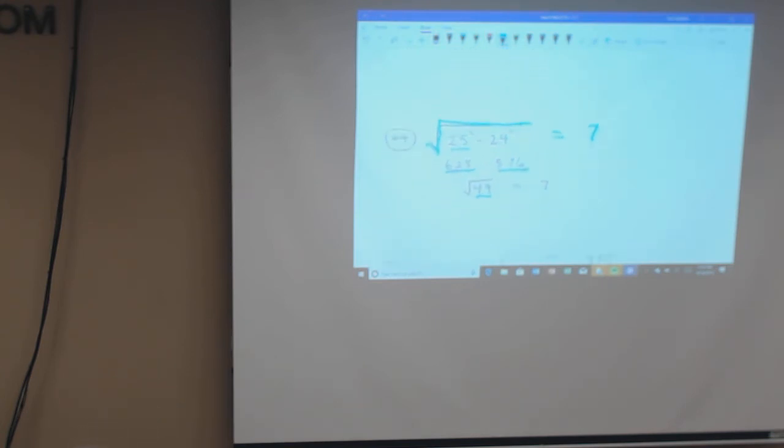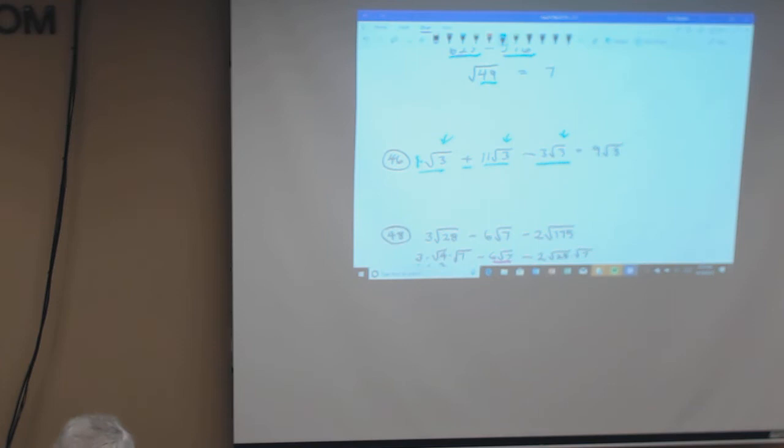Okay. 46. Now I put a 1 out here just so you would know there was a 1 there. There's 1 of these plus 11 of these minus 3 of these. And they're all the same kind, radical 3's. So what's 1 plus 11 minus 3? 9 radical 3's. Okay?